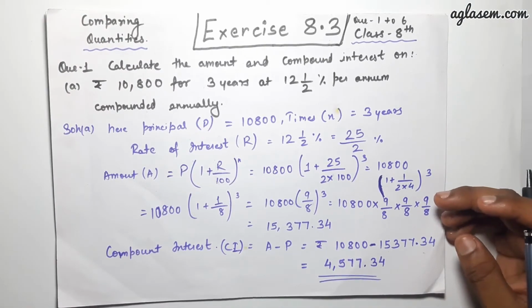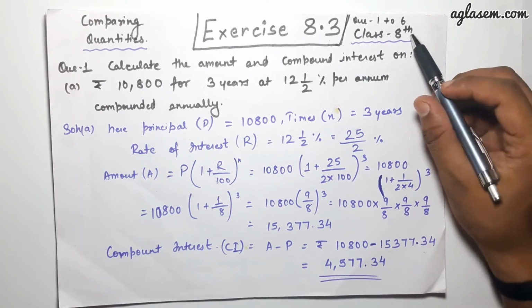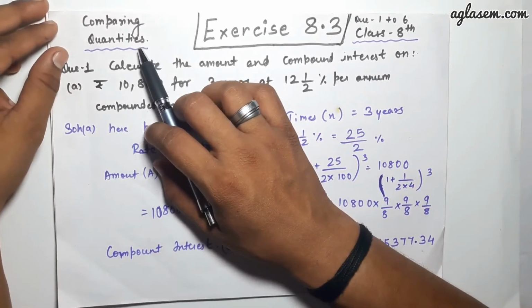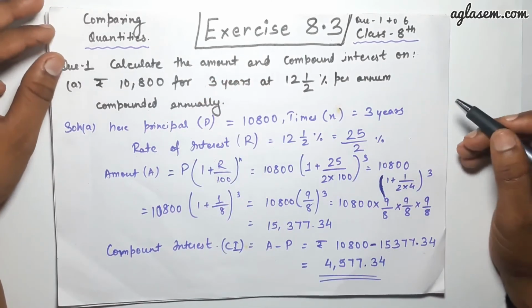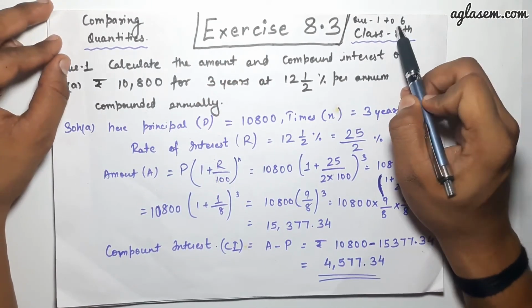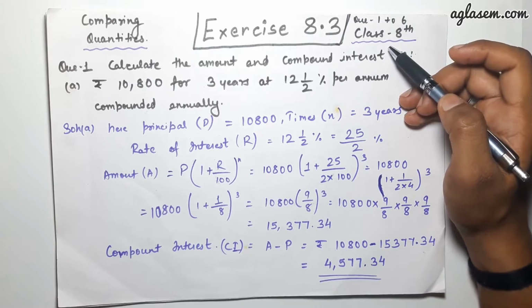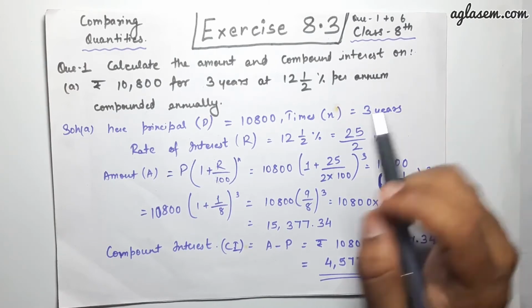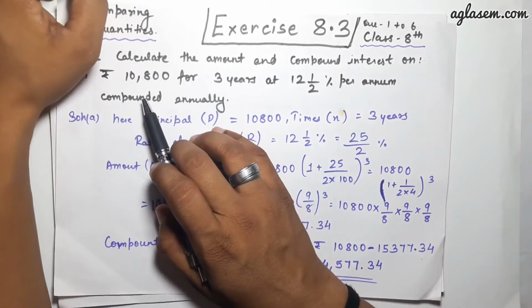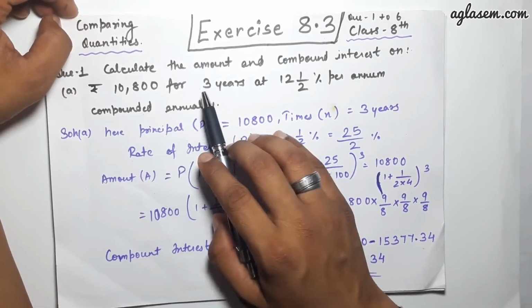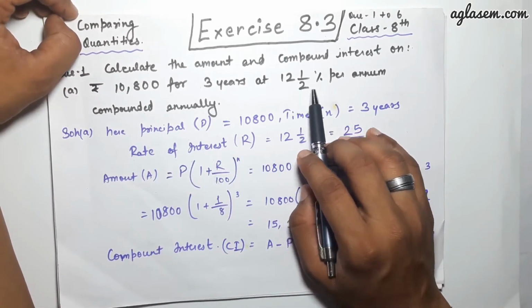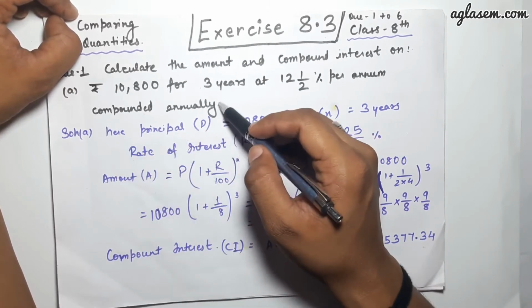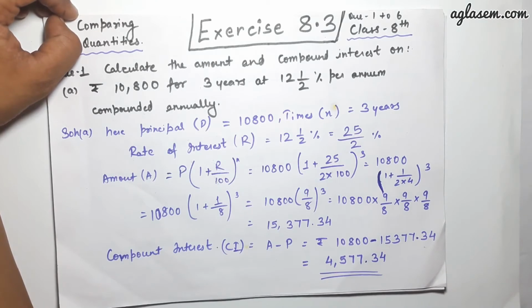So today in this video we are going to cover class 8 exercise 8.3 and the chapter name is comparing quantities. So in this video we are going to cover from question number 1 to 6, and question number 1 says calculate the amount and compound interest on, so the A part is rupees 10,800 for 3 years at 12 1/2% per annum compounded annually. So let's start with the solution part.